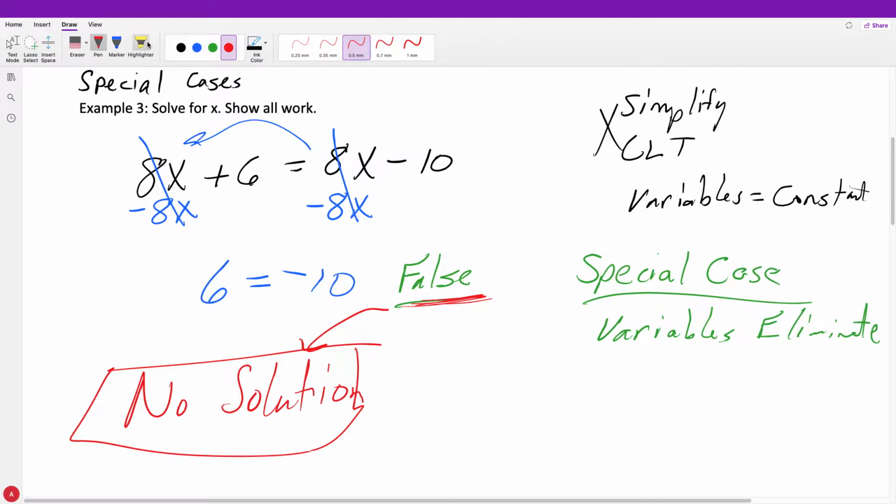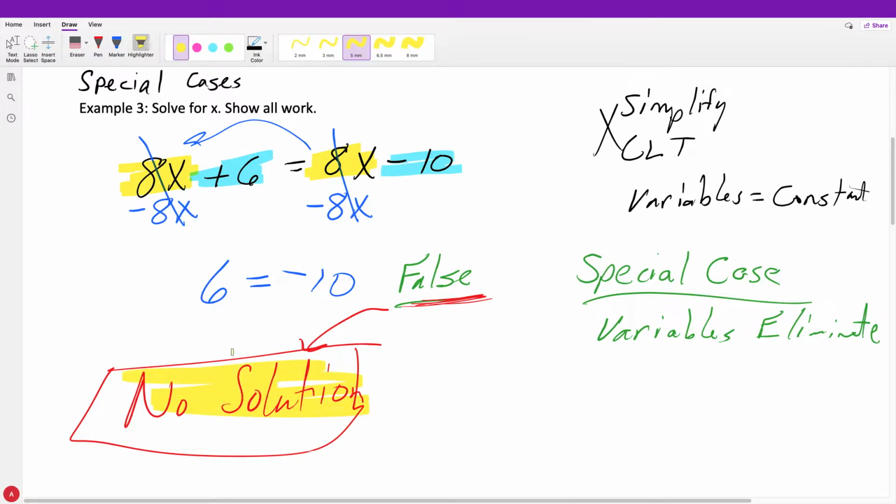And it should make sense. If we try to plug in a number for x, well, we're multiplying both of them by 8. So they would be equal after we multiply them both. However, this one we're adding 6 and this one we're subtracting 10. So if those numbers are equal after being multiplied by 8, when we add and subtract, they'll never be equal ever again because one is being increased while the other is being decreased. So no matter what, there is no number that we can substitute in for x that works. So our final answer for this is no solution.